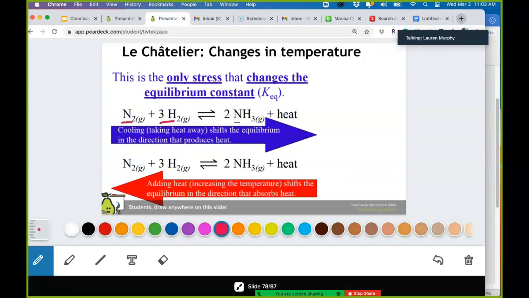Nitrogen and hydrogen making ammonia. This is exothermic. How do I know? The heat is a product. I gave it to you. I said it's exothermic.